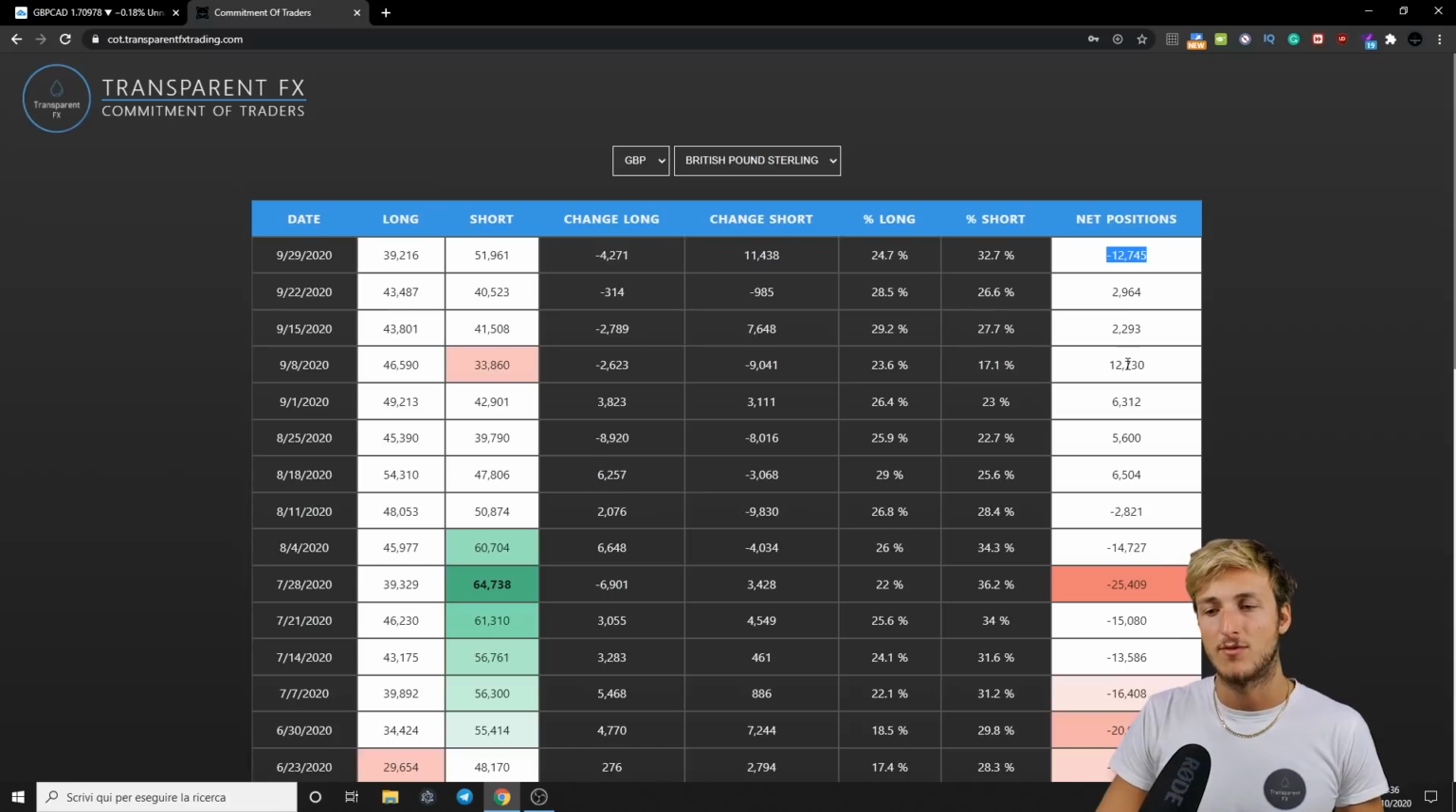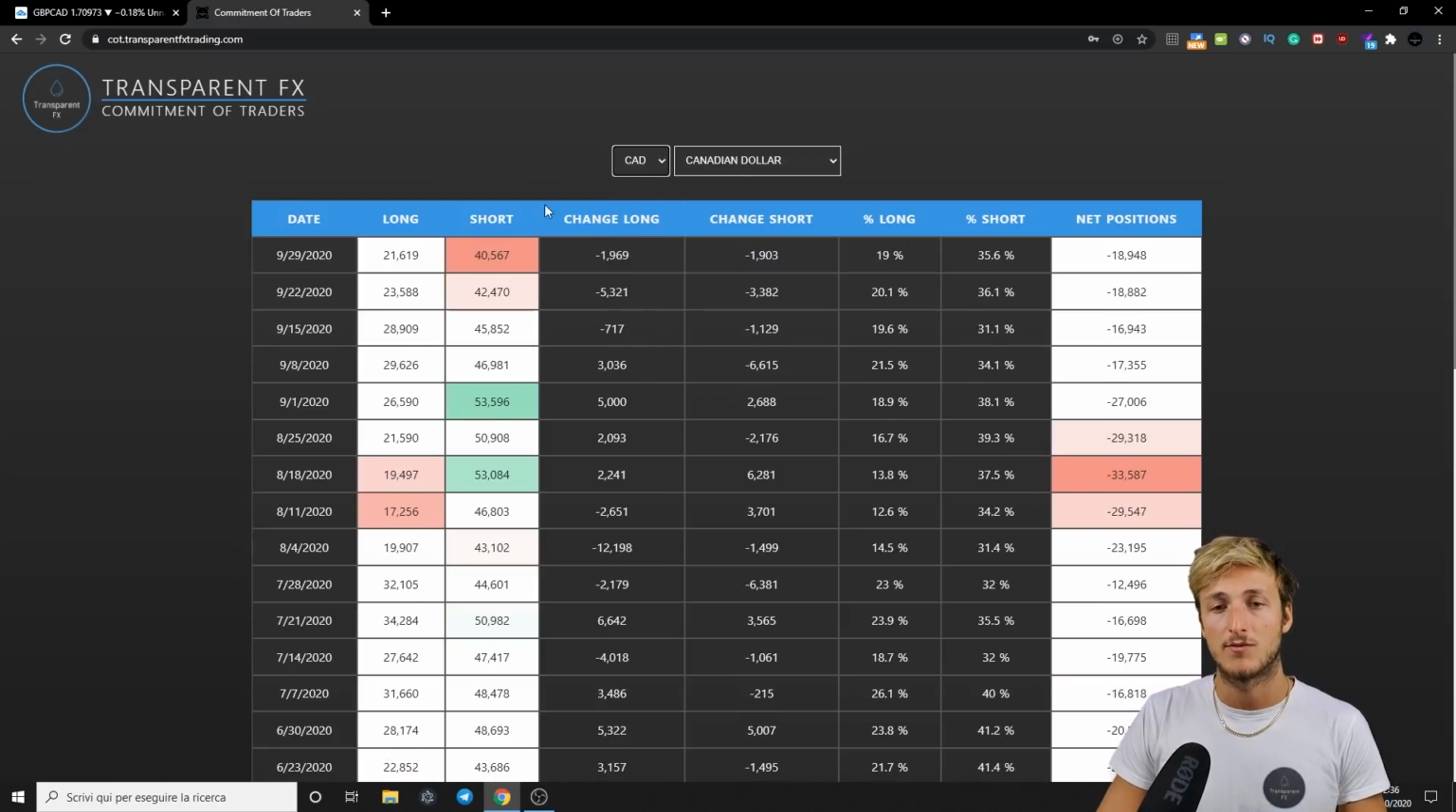So we went from having positive net positioning, all the way up to plus 6.5K net positions, all the way down to having again negative net positioning with more shorts than longs. In fact, we have 51.9K short positions and 39.2K long positions. So definitely the pound is quite bearish.